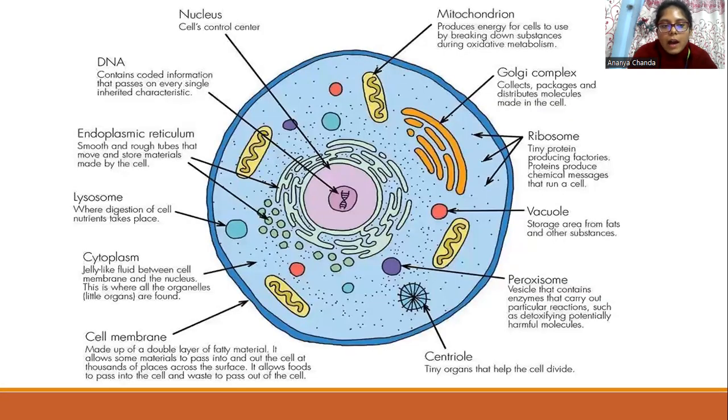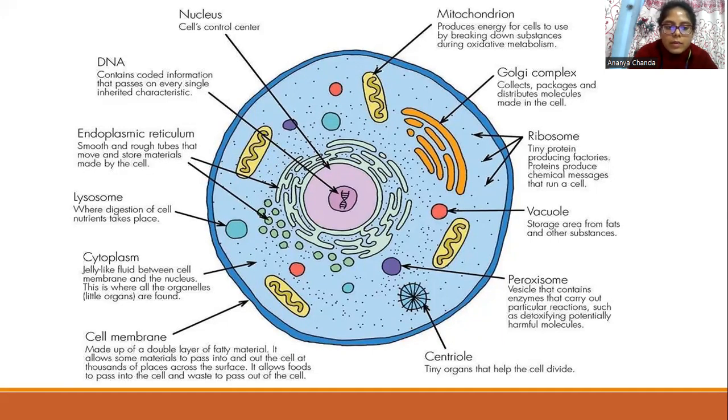So these are the parts of the cell. Firstly, the mitochondria. This mitochondria actually produces what? The energy for the cells to use to break down substances during oxidative metabolism. Then comes the cell membrane, which is made up of a double layer of fatty material. It allows materials to transfer into and out of the cell. It allows food and water to pass into the cell and waste to pass out of the cell.